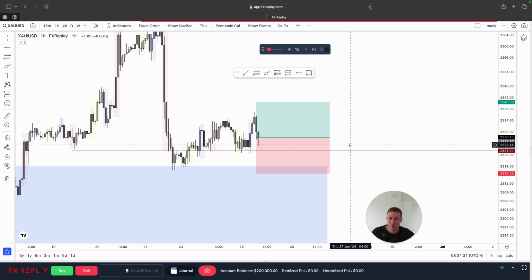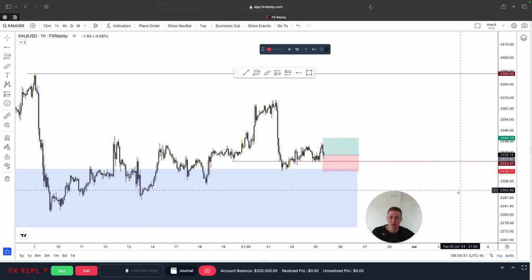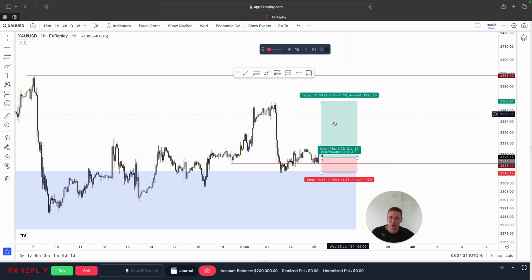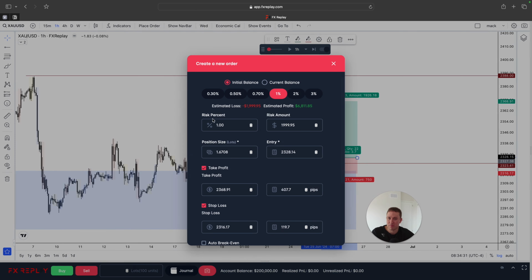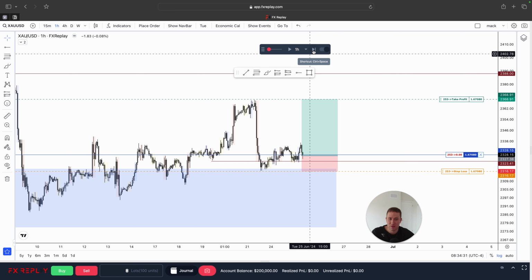I'll just market execute on this. We'll put my stop loss below this low, and we can look to target these highs up here. Okay, so you can see we have the risk reward tool on here now. I'm just going to click it, go over to place order. You can see this comes up with what risk, you can see the profit, what the loss will be, and I'm just going to market execute on this trade here, and we'll see what happens.